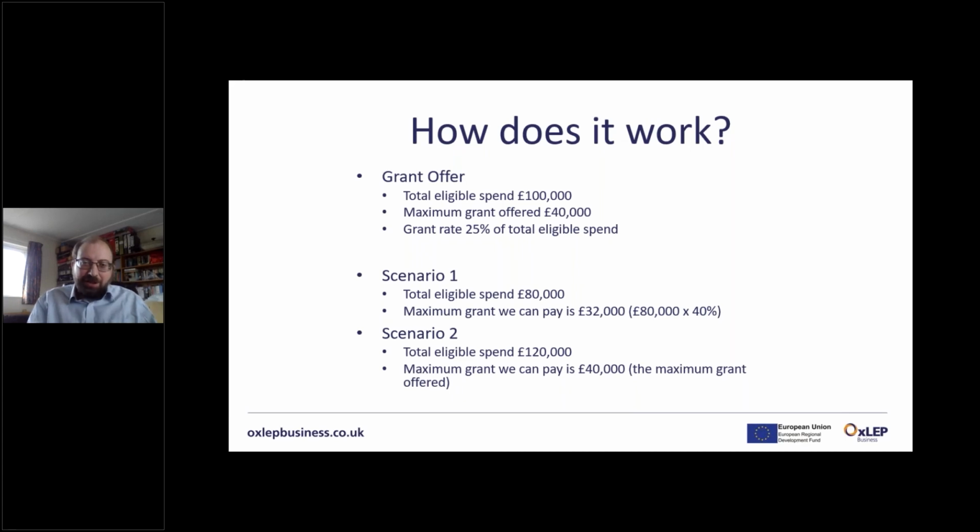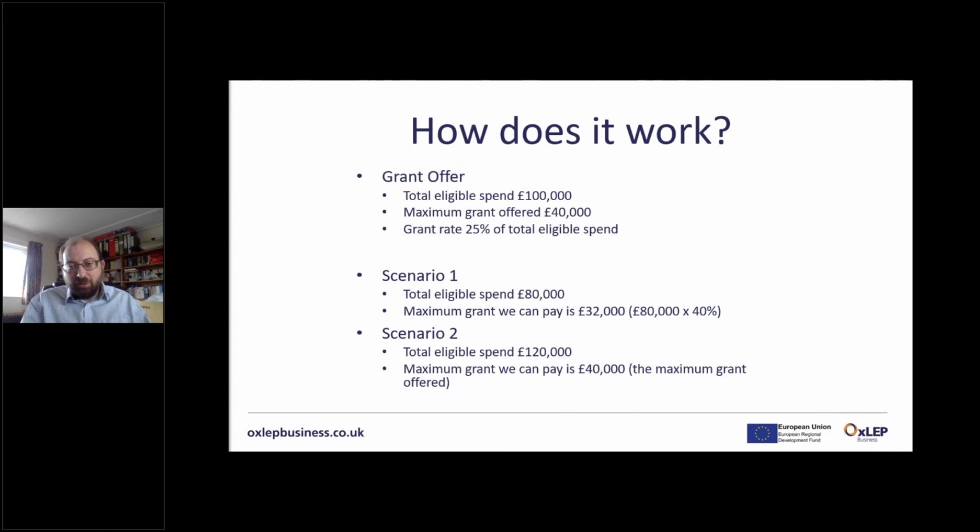So how does it work? You have a grant offer with a total eligible spend of £100,000. We would have a maximum grant offered of 40,000, which is 40% of the total eligible spend rather than 25%. In an ideal world, you spend your 100,000, you then put the 100,000 into claims to us and we reimburse 40,000. So that's fairly straightforward.